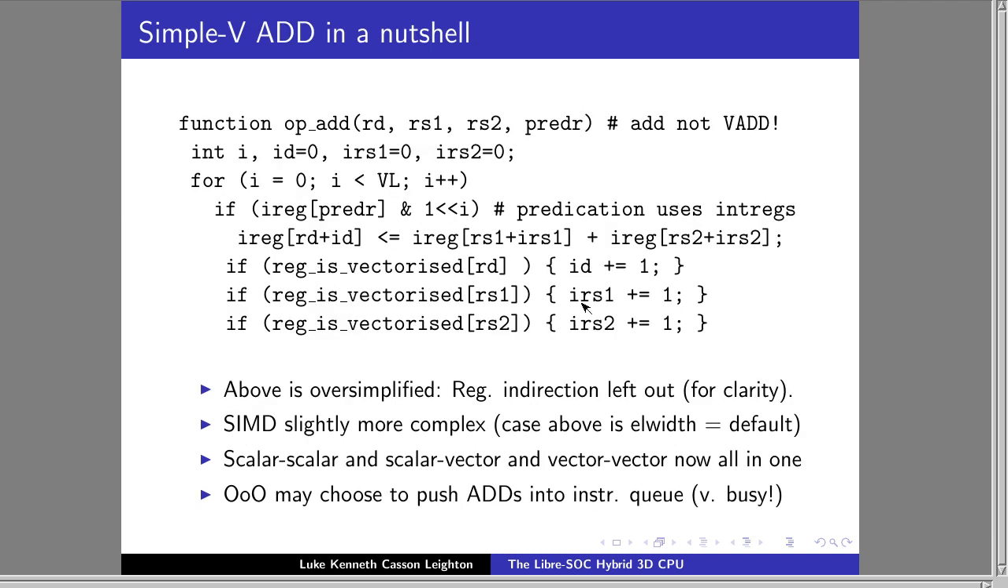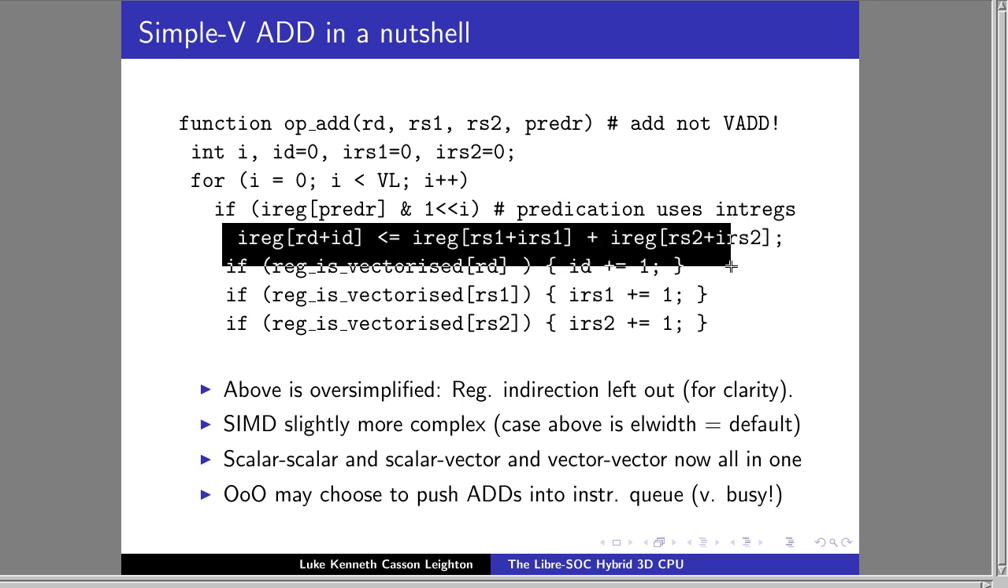So this is simply, in a nutshell, you can see here that's your add operation, but you increment the source and destination registers by 1 each time you go around the loop.